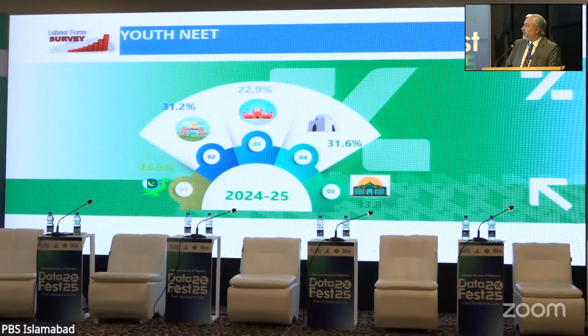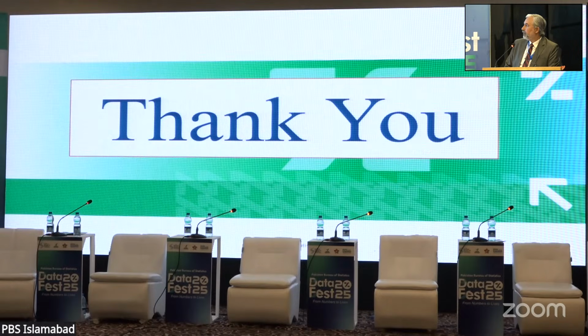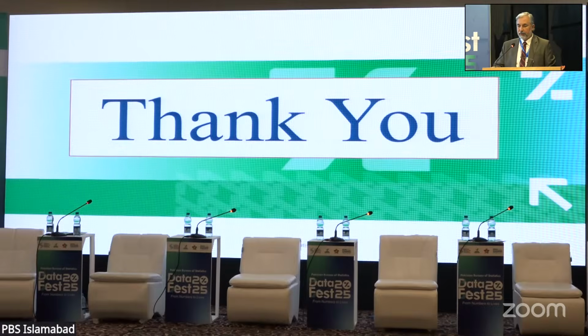Youth NEET is also calculated, and it is around about 31.2% in KP, 22.9% in Punjab, 31.6% in Sindh, and 33.8% in Balochistan. Next. Mean hours worked, you can have these numbers. Next. So with this, thank you so much for your time.